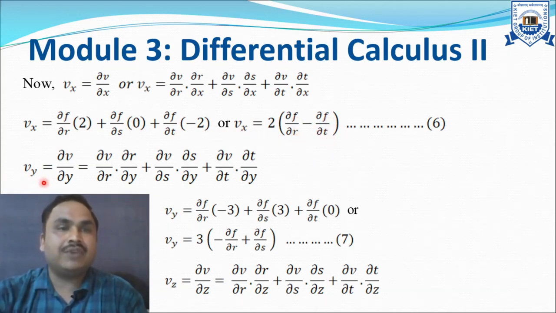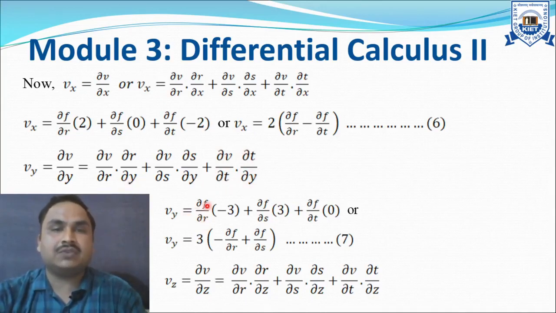Now vy, which is the value of ∂v/∂y, will be ∂v/∂r into ∂r/∂y plus ∂v/∂s into ∂s/∂y plus ∂v/∂t into ∂t/∂y. Again putting the values of partial derivatives of r, s, t with respect to y, we get vy equal to ∂f/∂r into minus 3 plus ∂f/∂s into 3 plus ∂f/∂t into 0.